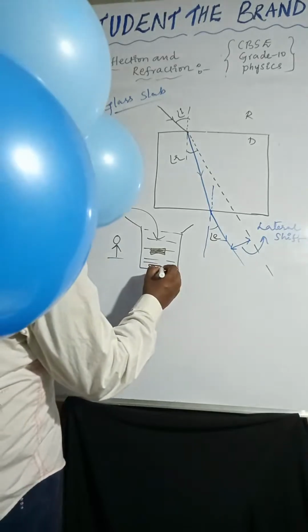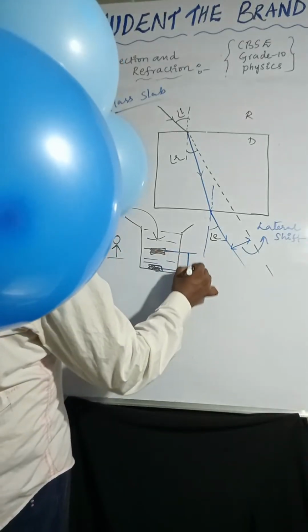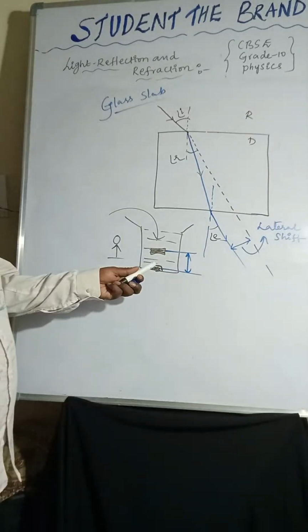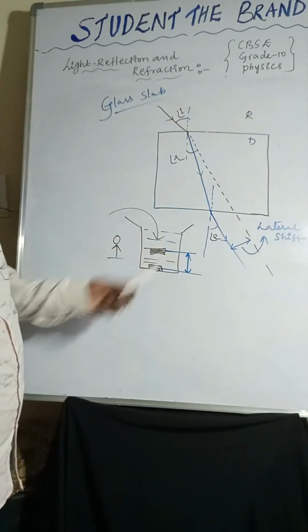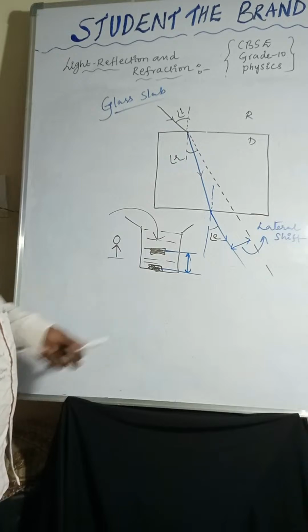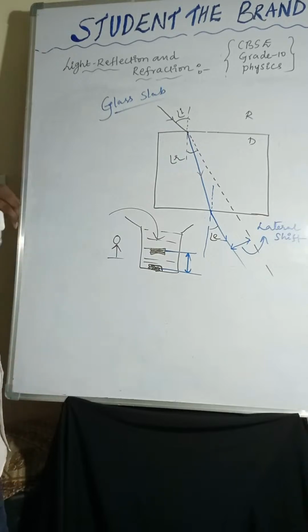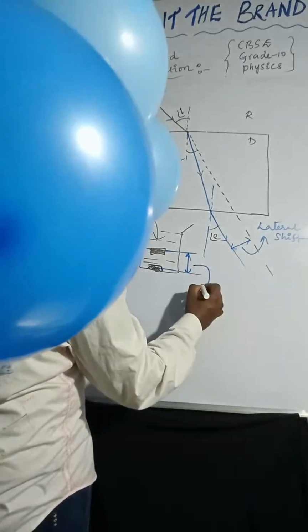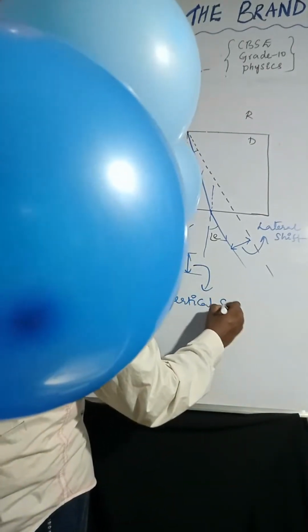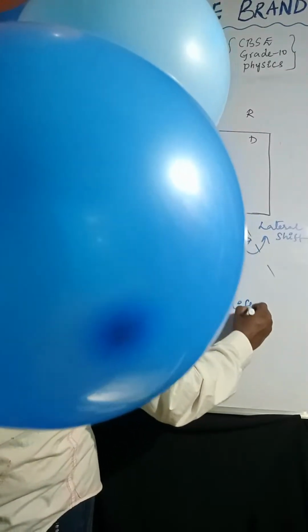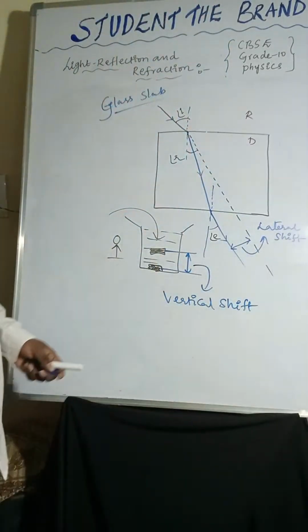The distance between the actual position and the apparent position of the coin is called vertical shift. So this is about vertical shift.